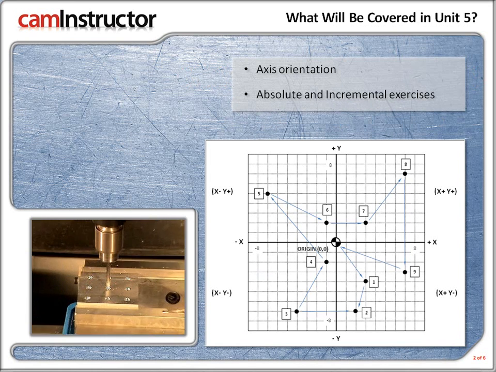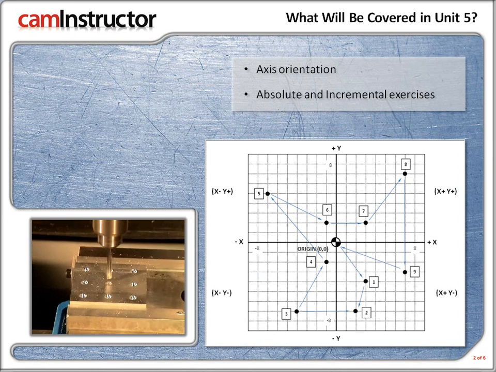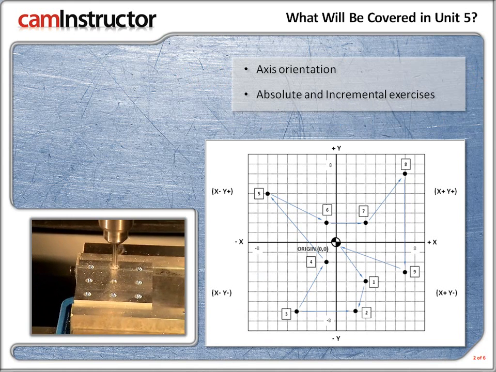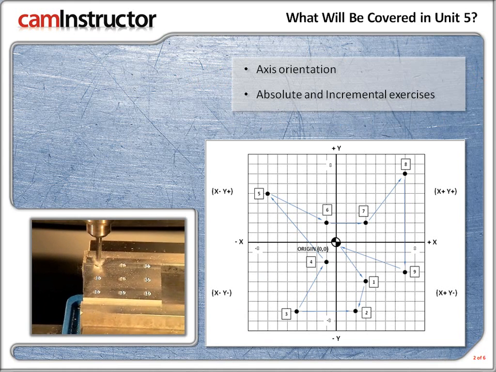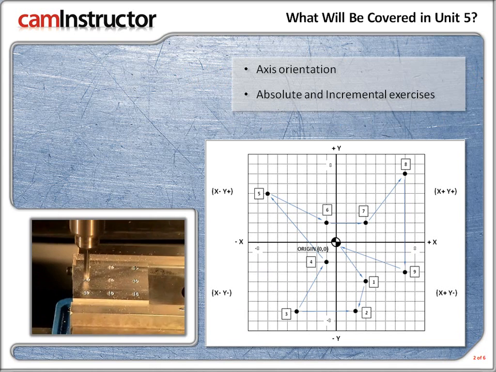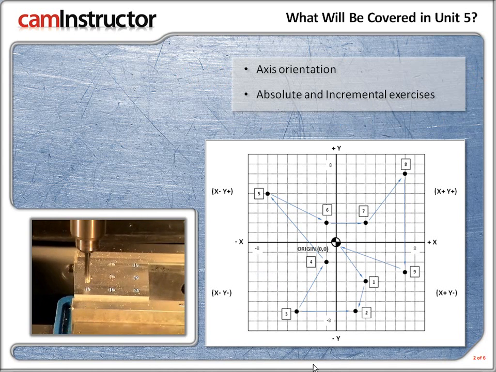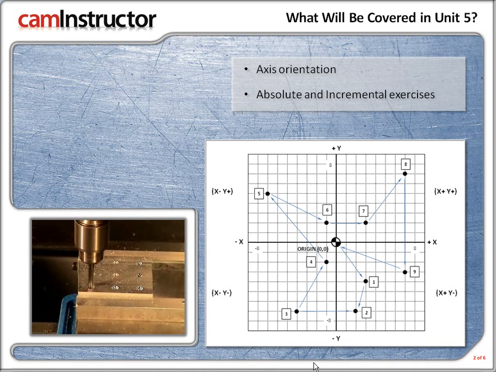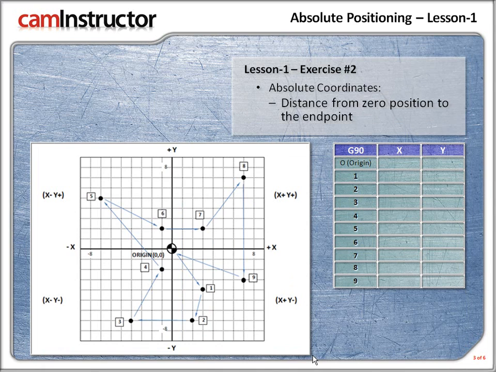In this video we'll continue to look at the axis orientation and work through a series of exercises that will help us figure out the difference between absolute and incremental coordinates. Now this exercise is similar to the last exercise, but the various positions have been changed. Let's work out the absolute coordinates for position 1 through 9.